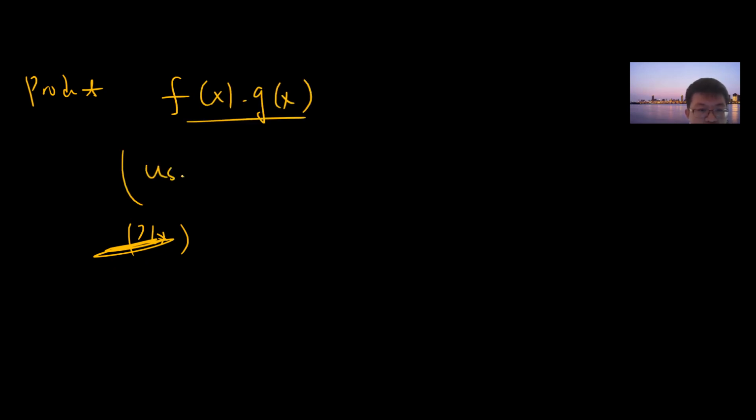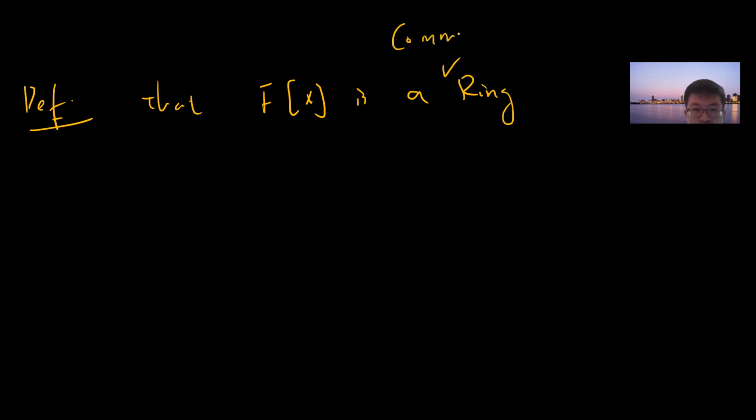And you can also define a product. If you have two polynomials f and g, you just multiply them, as in high school, step by step. I don't want to write the details. You should check by yourself that F bracket X is a ring, and also a commutative ring with identity. The identity is just 1, so 1 times any polynomial becomes that polynomial.